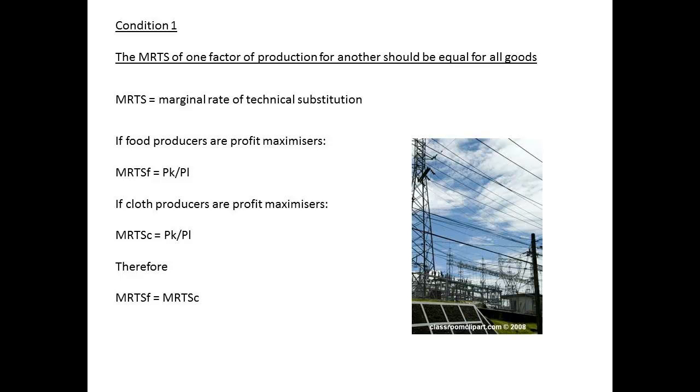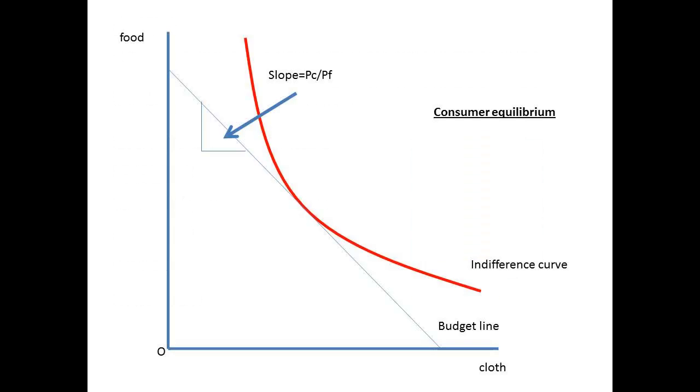If food producers are profit maximizers, then the marginal rate of technical substitution for food, MRTS food, will be equal to pk divided by pl. If the cloth producers are also profit maximizers, then the marginal rate of technical substitution for cloth will also be pk divided by pl. So MRTS for food equals MRTS for cloth, which satisfies the first Pareto condition.